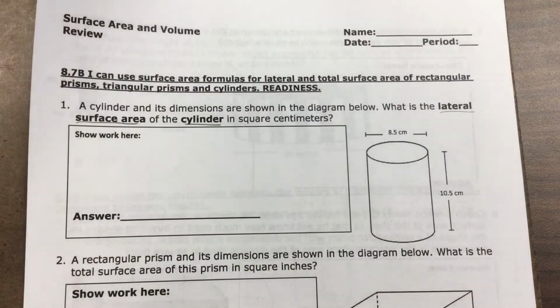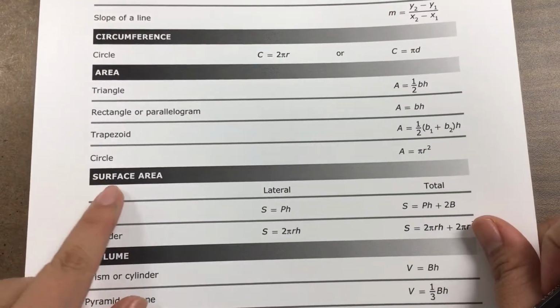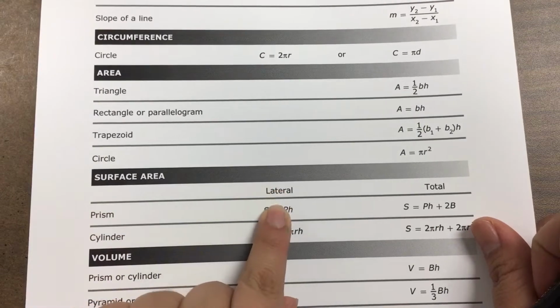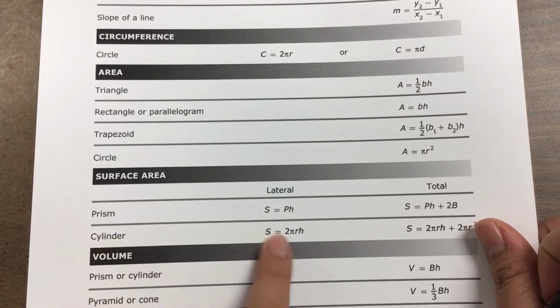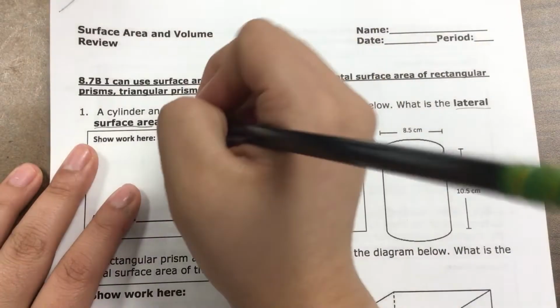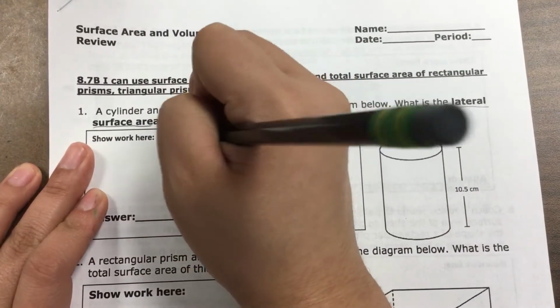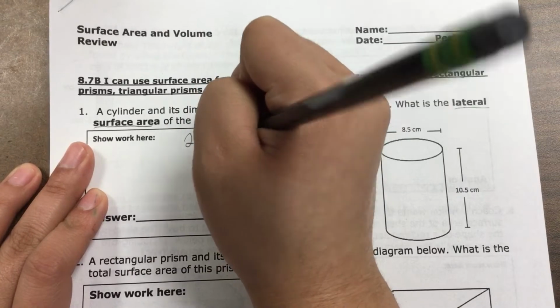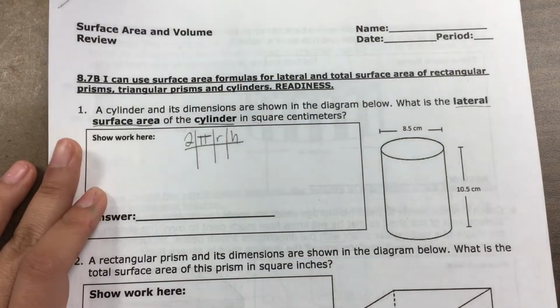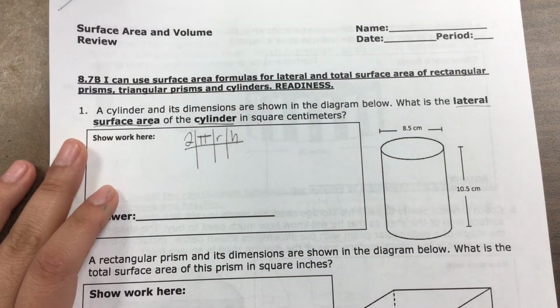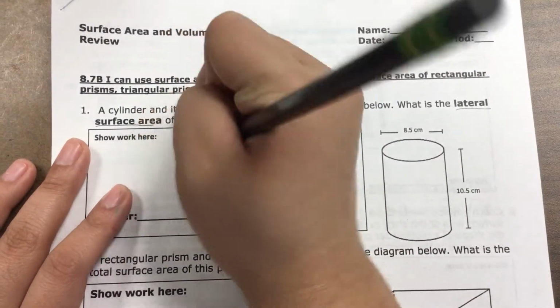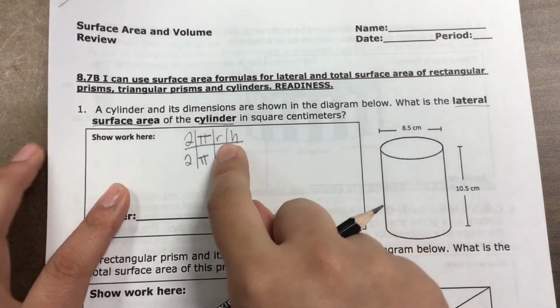So we're going to go ahead and look at our formula chart. Here's surface area, here's lateral. We're not looking at a prism, we're looking at a cylinder, so that's going to be this formula right here. We're going to go ahead and set it up in our table. 2 pi r h. So 2 is just 2, pi is just pi, r is the radius.